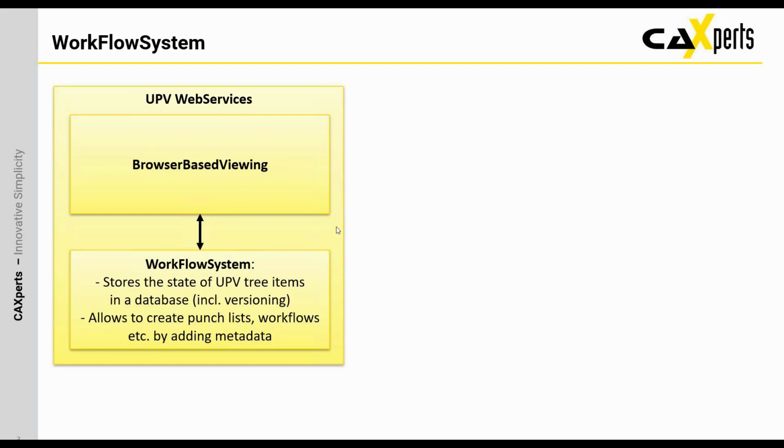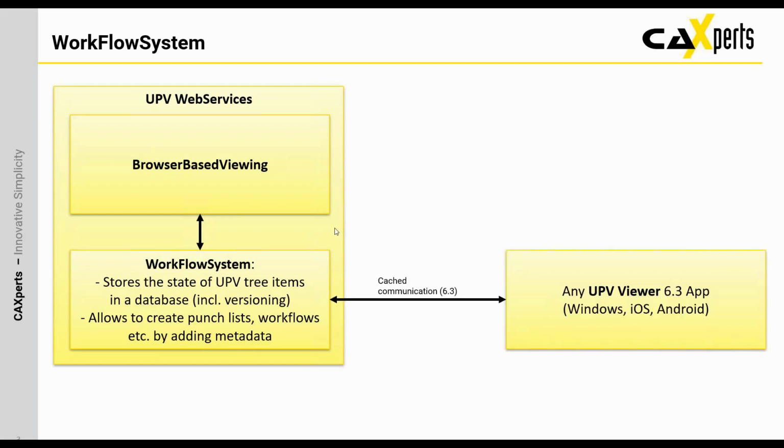With the upcoming version 6.3 of Universal Plant Viewer, it's also possible to have a cached communication. This allows you to create some UPV tree items on an app, for example on Windows, iOS, or Android, and as soon as you have internet connection again, they get sent to the workflow system, and it's also pulling new items from the workflow system.